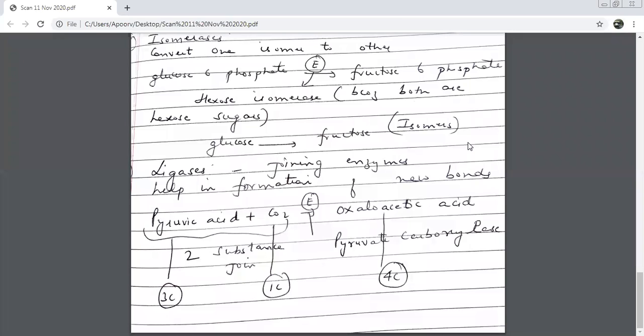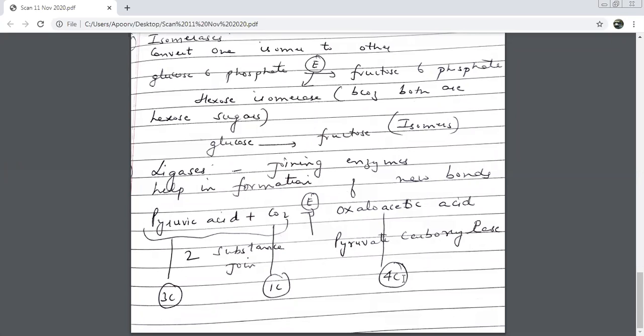You can clearly see there are 2 reactants and 1 product. That means bond formation is taking place. Bond breaking is not happening. What is taking place over here is bond formation. New bonds are being made. That is why 2 reactants converted into one product. The name of the enzyme is pyruvate carboxylase.